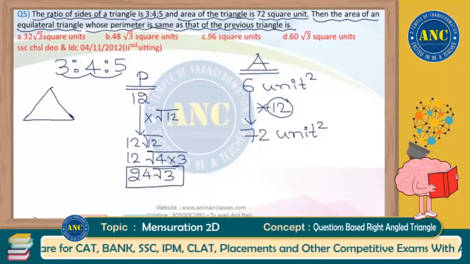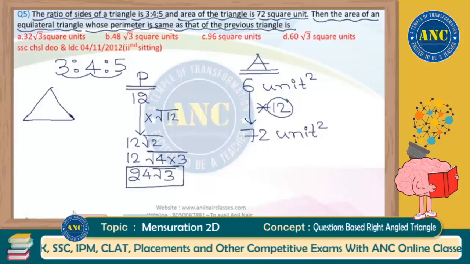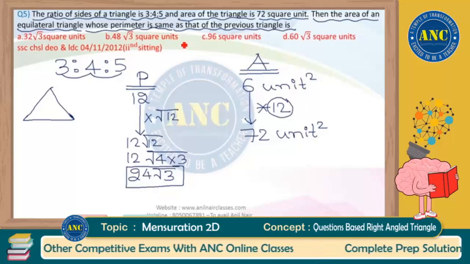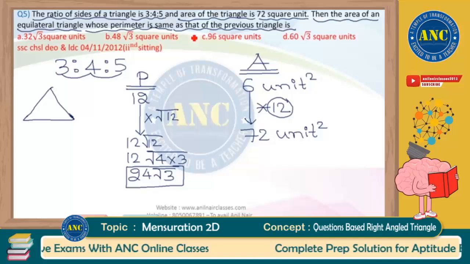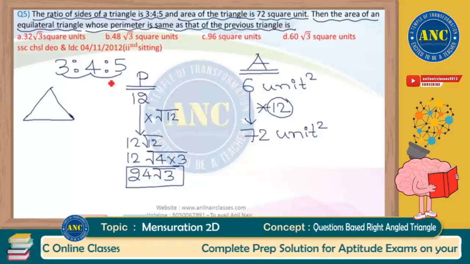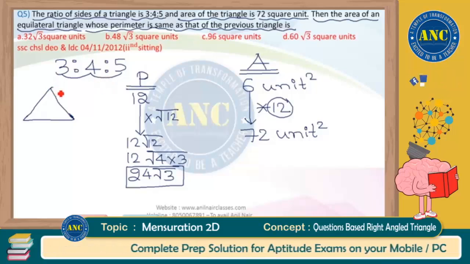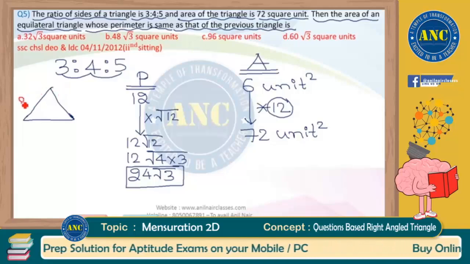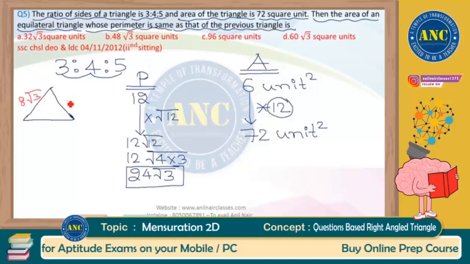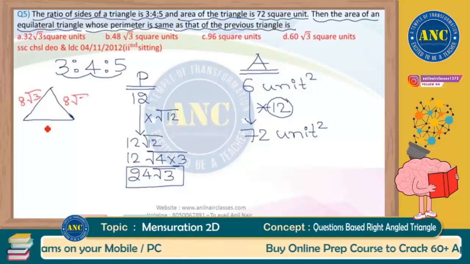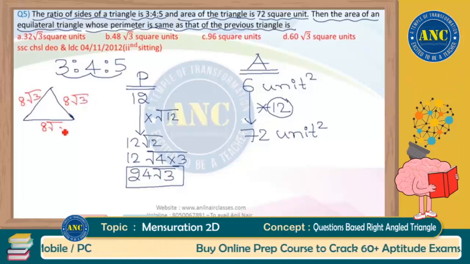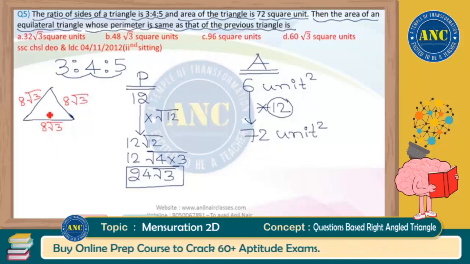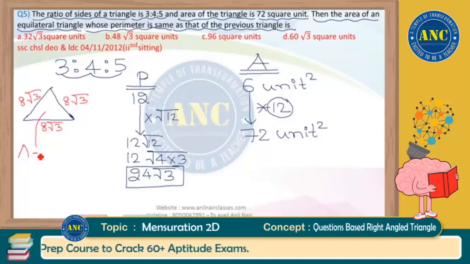And it is also said that the perimeter of this right angle triangle, which is 24 root 3, is absolutely same as the perimeter of the equilateral triangle also. That means if the equilateral triangle is having 24 root 3 as the perimeter, then each side will be 8 root 3, right? So can I say that every side of an equilateral triangle is 8 root 3? They are asking you to find the area of this.